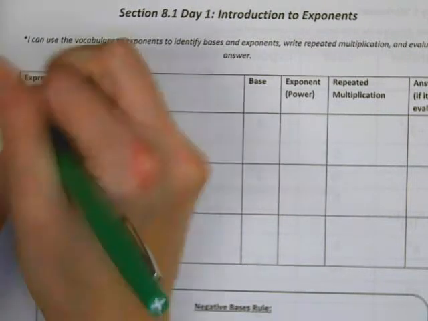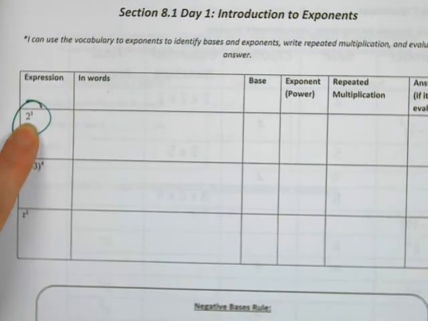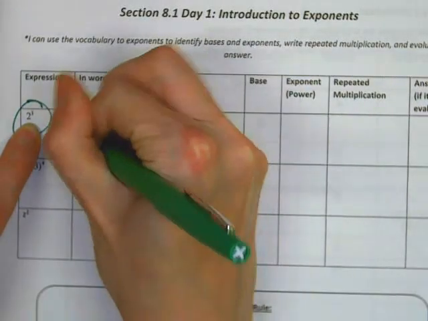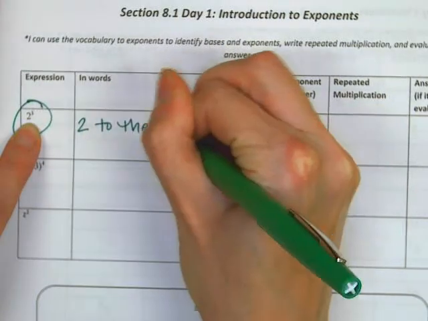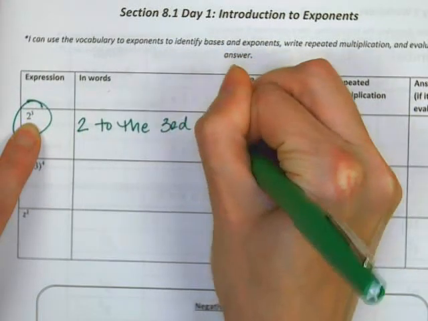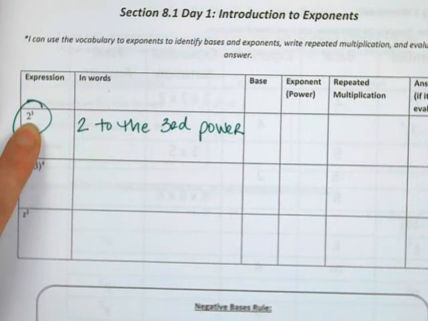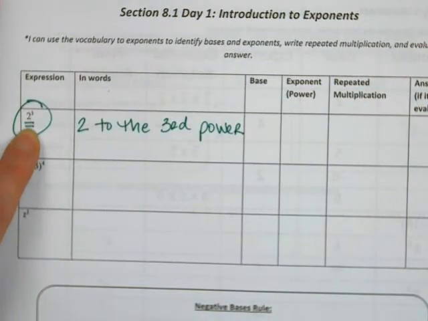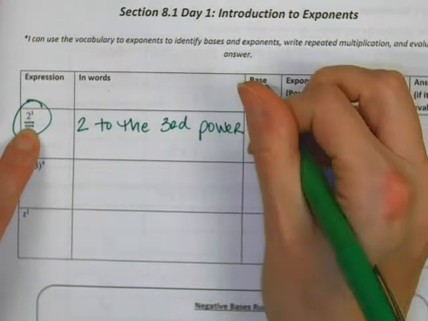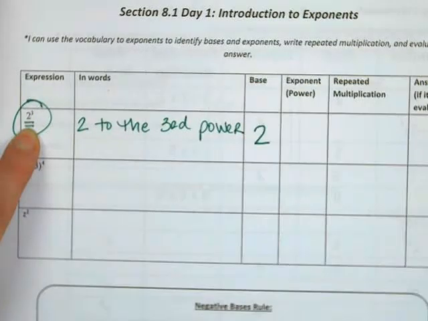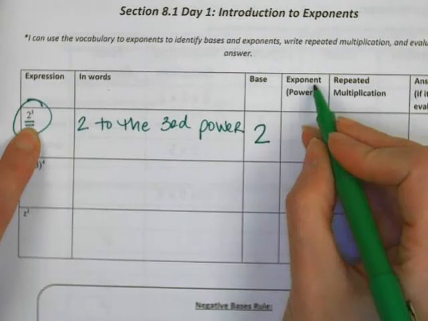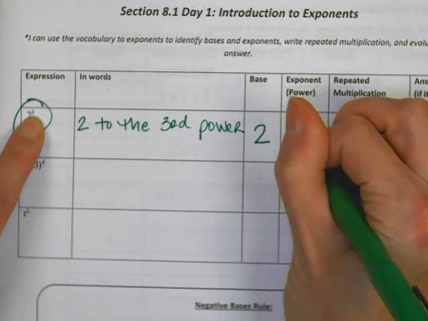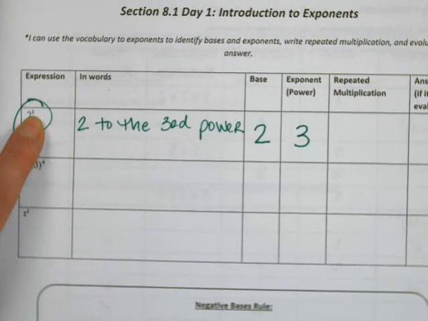So here's our expression, 2 with a little 3. And what it means in words, so how you say this out loud, is 2 to the third power. Okay? And this bigger number, like it's physically bigger, that's called the base. Okay, so the 2 is the base. The exponent or the power is this tiny number up top. So that's the 3.